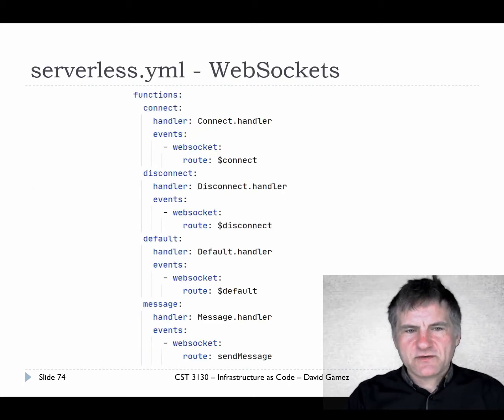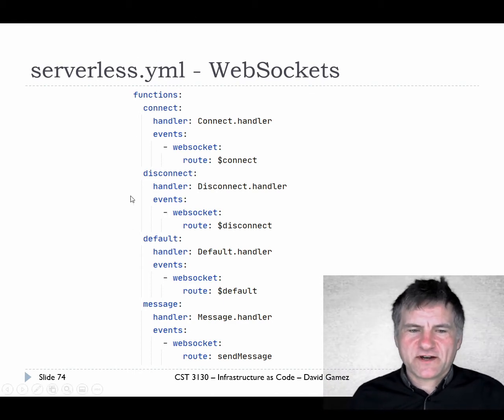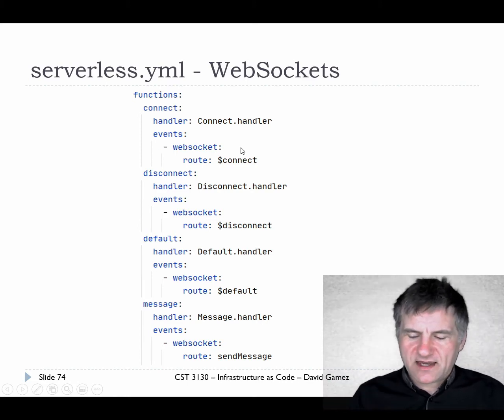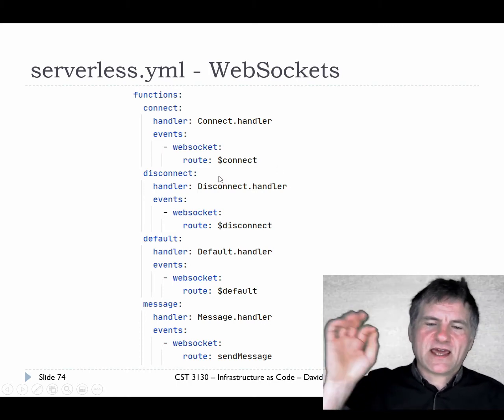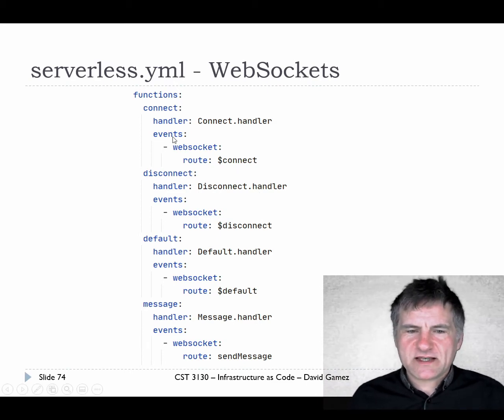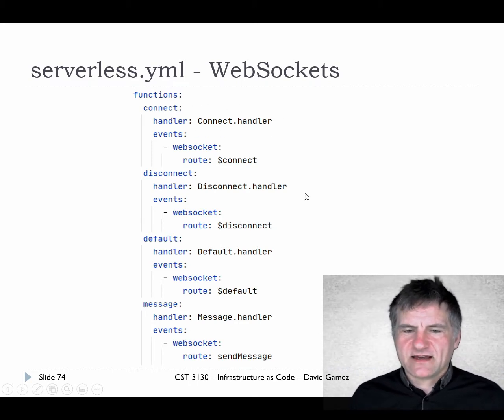So within the YAML file, we specify a function exactly the same way. We've got a connect function, disconnect, default, and message. And in this case, the event isn't the HTTP API, it's a WebSocket event. Remember, when you wire up WebSockets, you have connect, disconnect, default, and these kinds of things, and then you're linking them here. It's specifying that when you have a connect route event, it'll call this handler that will handle that event. So we've got a disconnect handler, connect handler, and so on and so forth.